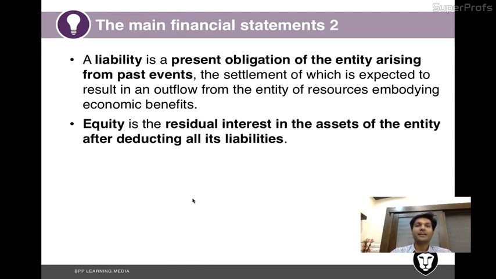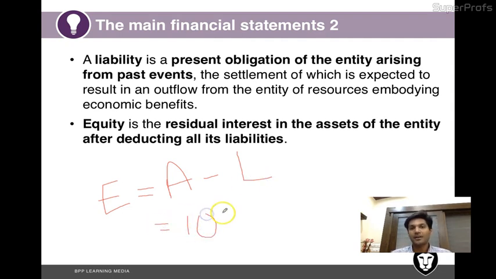And what is equity? It is nothing but the residual interest in the asset of the entity after paying all the liabilities. So one thing which you need to remember is that equity is nothing but equal to what? Asset minus liabilities. That means suppose I have a house worth how much? Say $100.